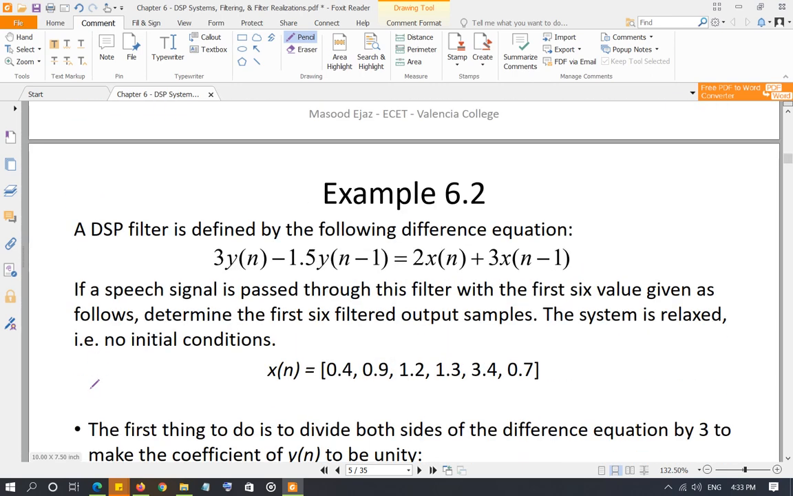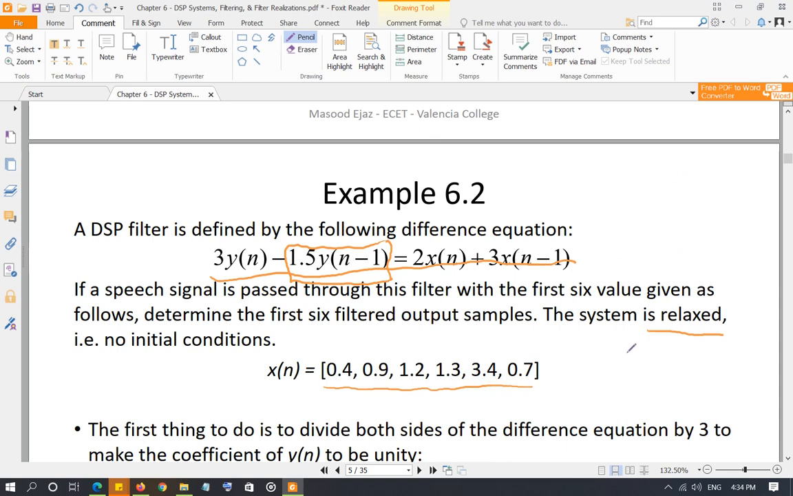All right, let's look at example 6.2. Again, this is an example of an IIR filter. Why? Because of this. Again, this is an infinite impulse response filter. And you have x of n, which is discrete values given to us, 6 values, and the system is relaxed. That means all the initial values of y and x are 0.